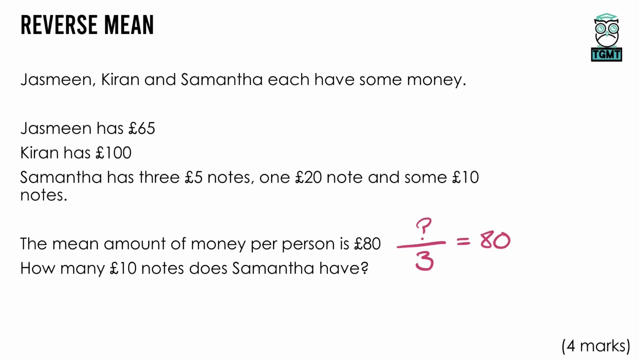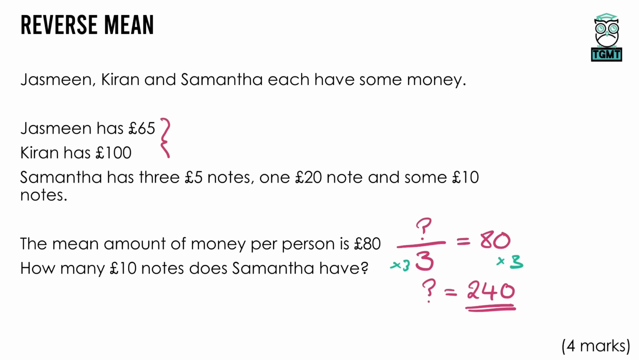And this is the process of reverse mean. It's reversing that division that would have happened to find out what that total was. So to reverse this, if we would have divided by 3, we can times both of these by 3 to get our total, and then whatever that total is will be 80 multiplied by 3, which we can do on the calculator, and that was 240. So the total of the amount of money that these 3 people have is £240.